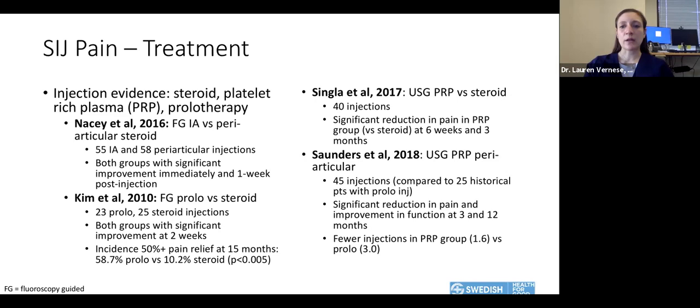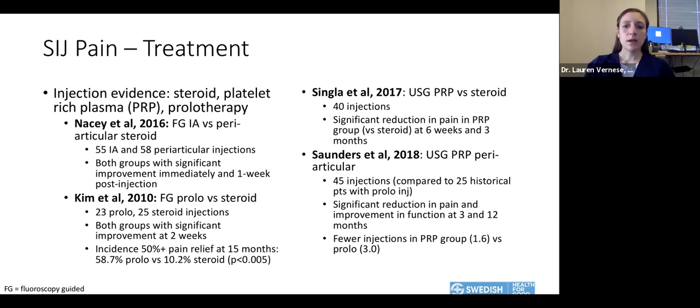So the thought is you don't actually even need to get it into the sacroiliac joint. You can probably just get it around the joint, and that should be sufficient enough. Then we're looking at Kim in 2010, looking at prolotherapy versus steroid injection. And this demonstrated significant improvement at the 2-week mark in both groups. But then in the long term, prolotherapy seems to be better, which makes sense, right? It's trying to create a stimulus or a healing response versus a steroid is just an acute anti-inflammatory.